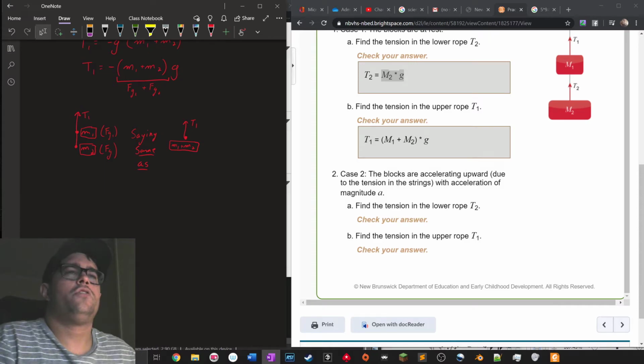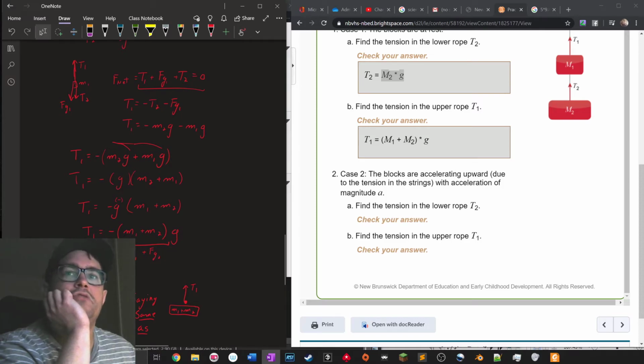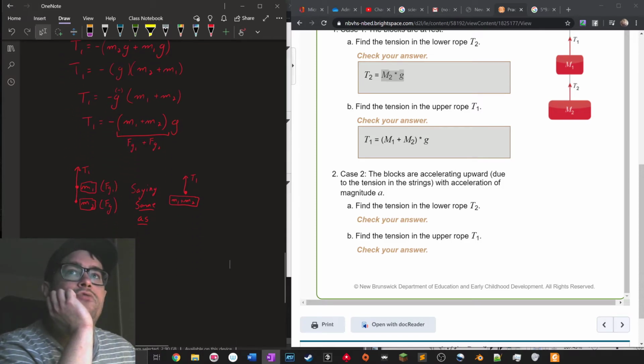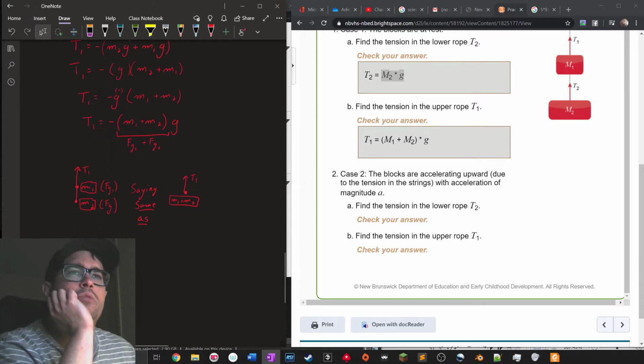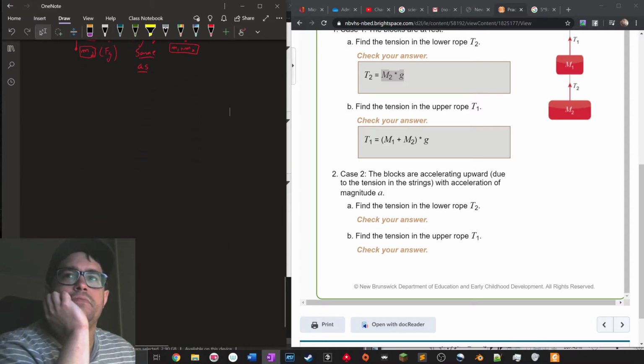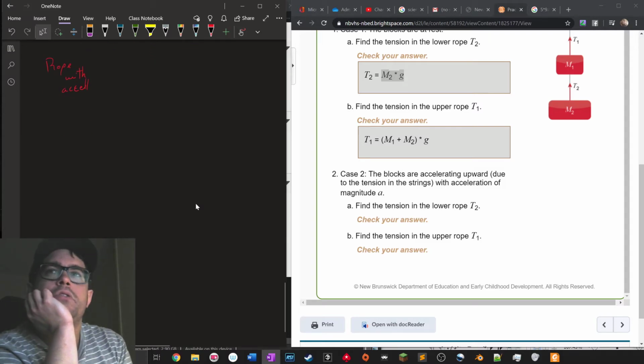Case 2. The blocks are accelerating upwards. Oh, by the way, because it's saying that, and we've only used letters and no numbers, this means it's true for every scenario where you have multiple masses. And I bet it's true if you have more masses. We would have to do the math. The blocks are accelerating upwards with an acceleration. So again, rope with acceleration. I don't think I'm going to keep all the examples in the notebook, but see if I can reorganize them.